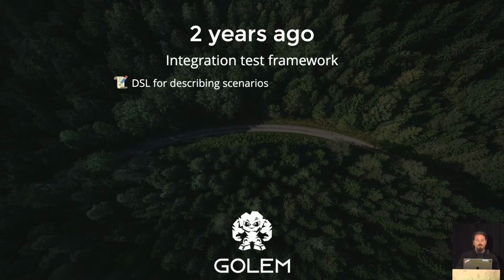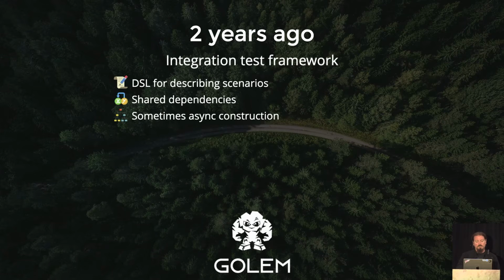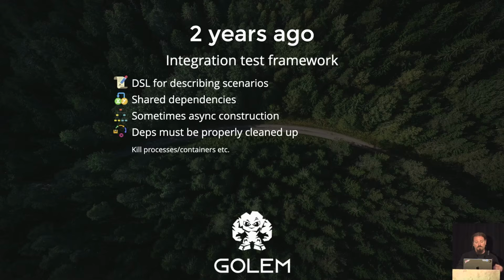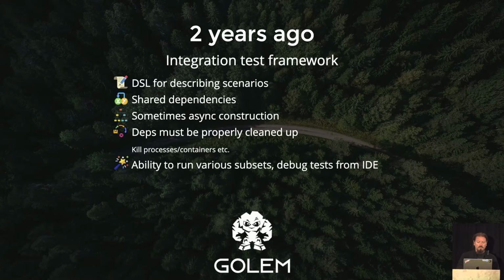So, some requirements that I had here. I wanted a similar DSL as I had at Prezi to describe these scenarios. We needed shared dependencies because some of these dependencies we didn't want to start and destroy for each test. There are thousands of tests. And sometimes these dependencies had to be constructed in async code because of how the underlying Rust libraries were created. And of course, they had to be properly cleaned up. And also, I wanted to keep the ability to run all these things from the IDE, debug them if necessary, run a single test, and so on.